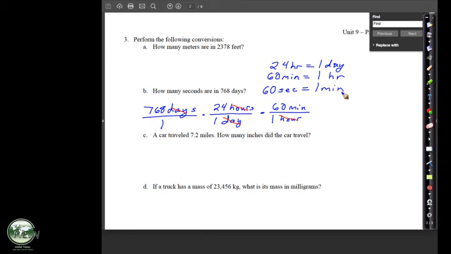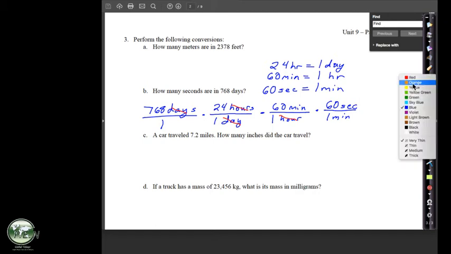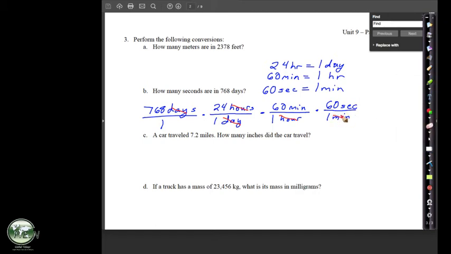So we use this fact. And again, we want to divide out the minutes, so the minutes have to go in the bottom. 1 minute on the bottom and 60 seconds on top. And again, we just follow through what's happening. The minutes are going to cancel. So the final answer will be in units of seconds, because that's all that's left as far as units. Notice all ones in the bottom. We take 768 times 24 times 60 times 60.